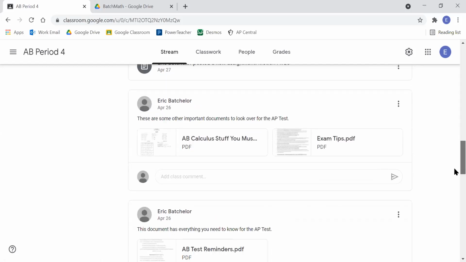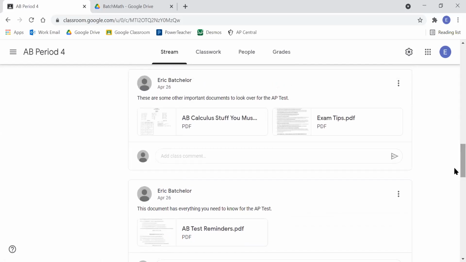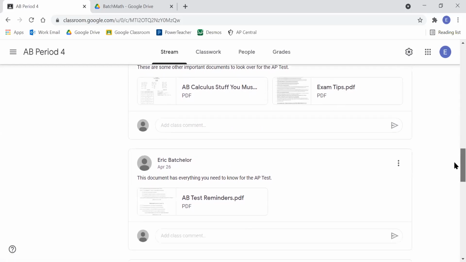Further down, there are 3 documents in here that I really think you should look over and review. I'm going to talk about all of these once again, even though we already did before the May 4th test. I'm going to talk about these 2 documents up here, the stuff you must know and the exam tips, tomorrow in the review session, but if for some reason you can't make it to that, read through all of this. And then this bottom document here, A/B test reminders.